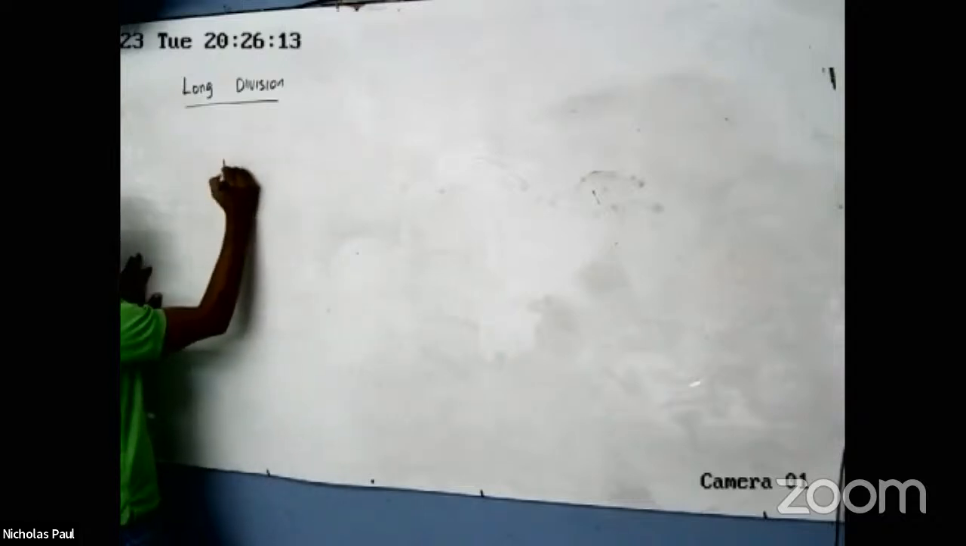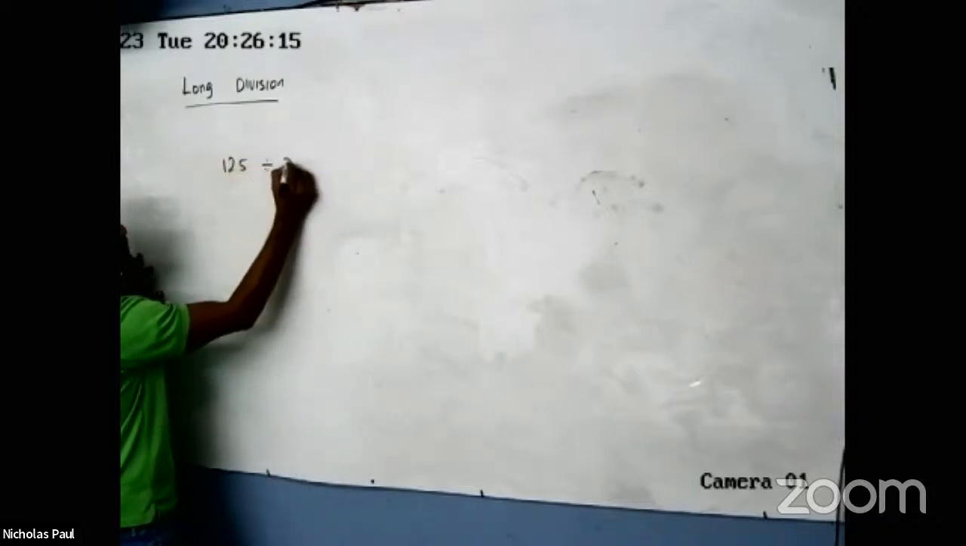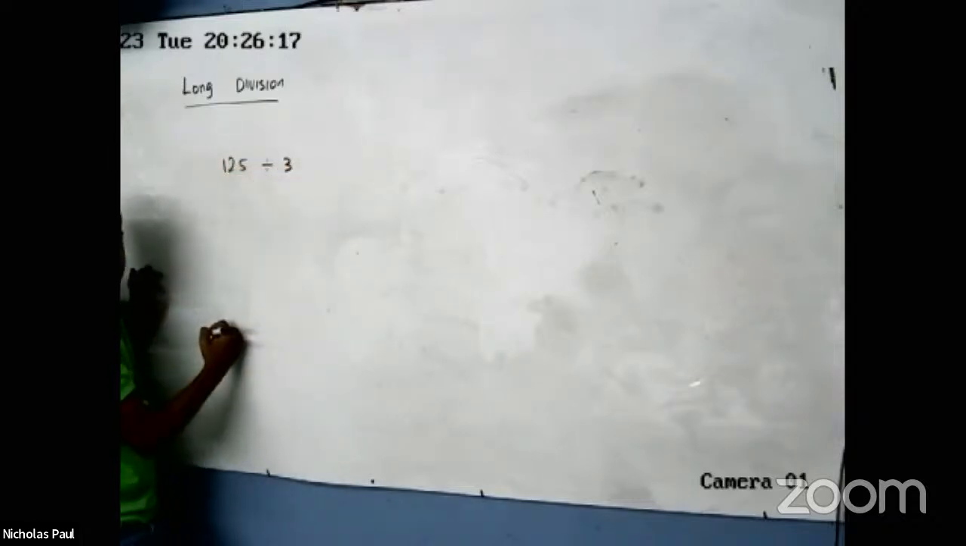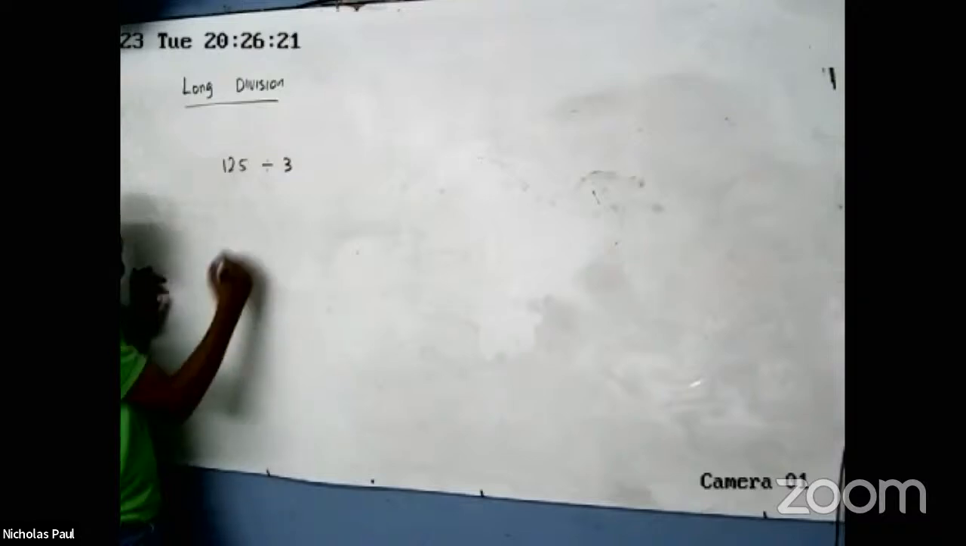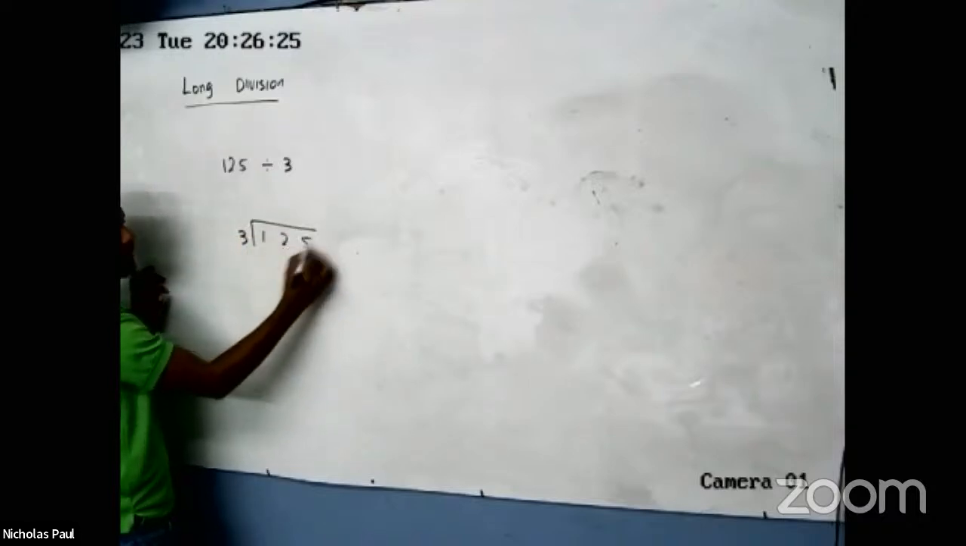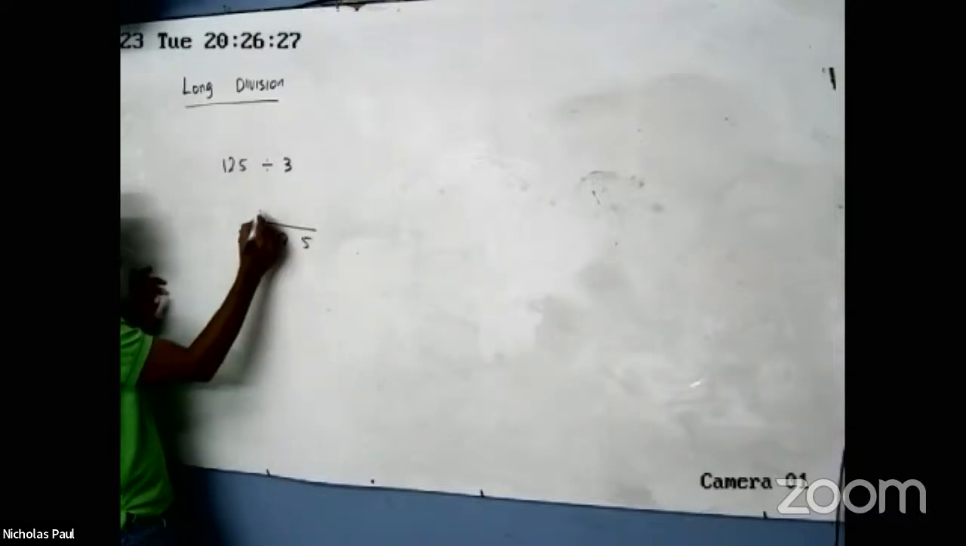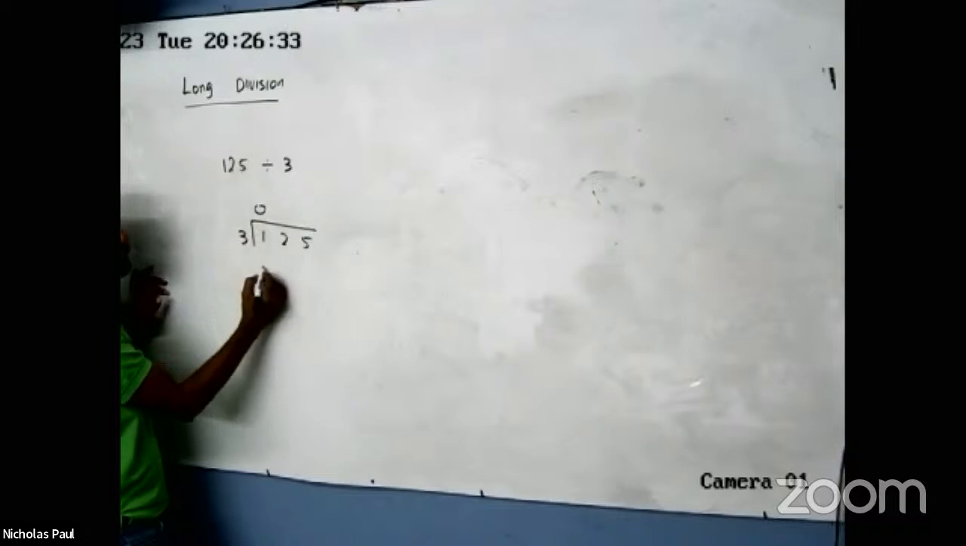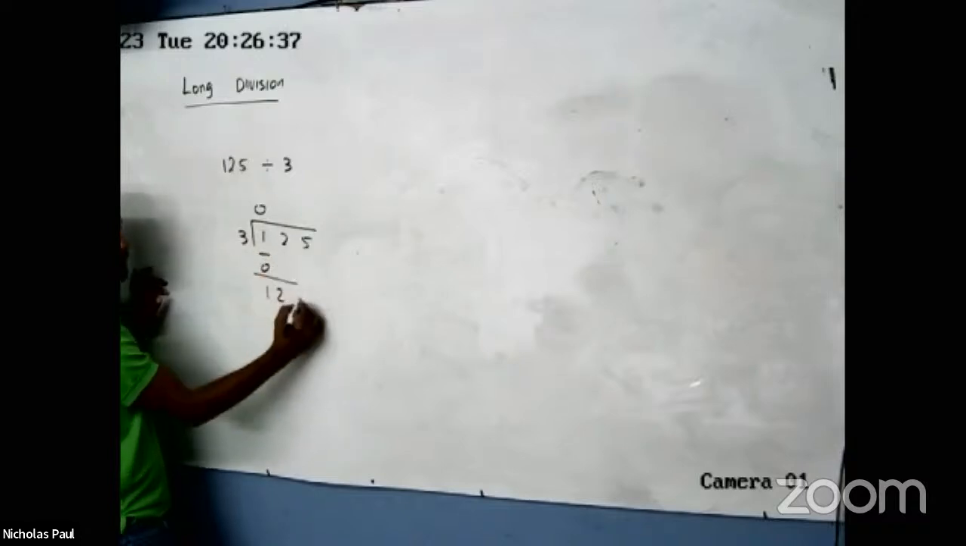If I say what is 125 divided by 3, well, you can do that. So it's 3 into 1, 2, 5. So 3 into 1 cannot go. 3 times 0 is 0. And then 12 minus 0 is 12. And then you bring down the 5.